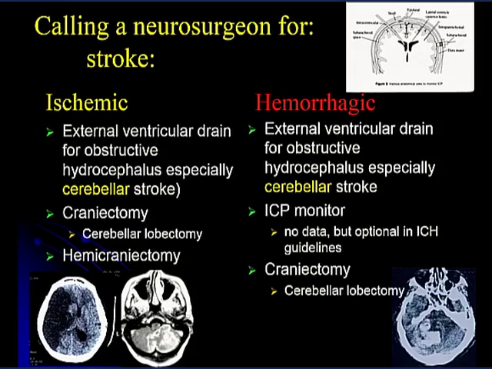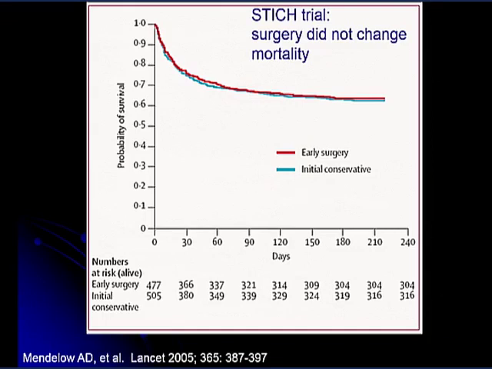So, craniectomy and hemicraniectomy. For intracerebral hemorrhage, if they have obstructive hydrocephalus from, again, a cerebellar stroke, or there's intraventricular blood, the guidelines read that you could consider an ICP monitor. And again, for the cerebellar lesion, the suboccipital craniectomy, you would call a neurosurgeon.